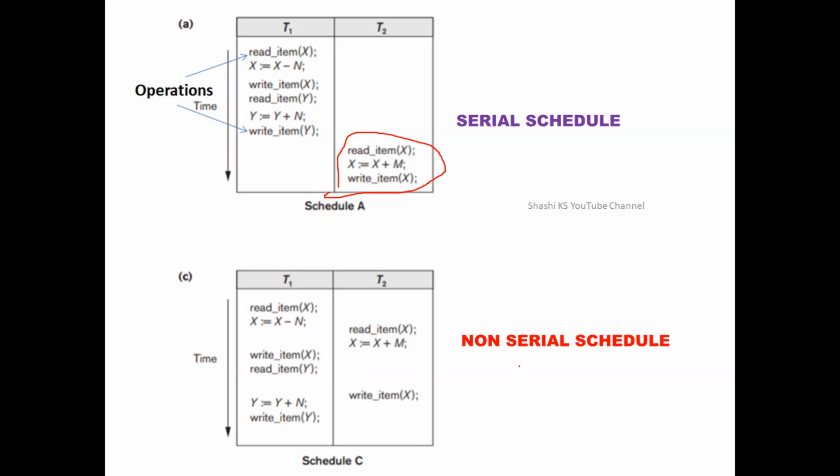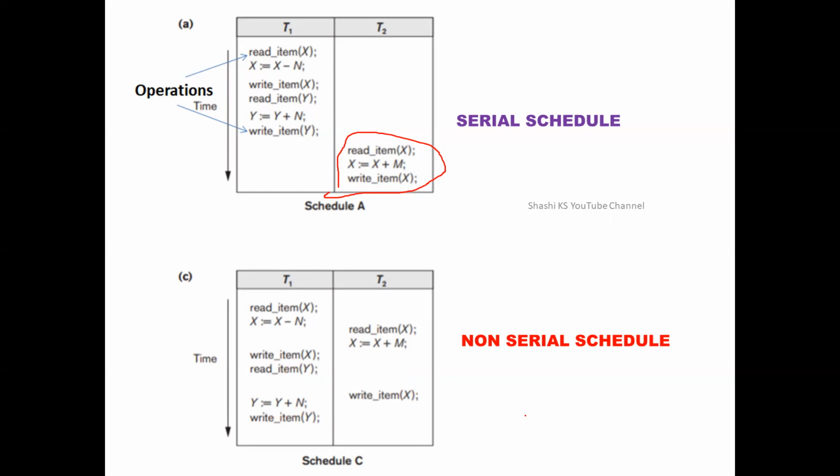The other type of schedule is called non-serial schedule. In a non-serial schedule, you can see that the same set of operations are there. The first two instructions of transaction T1 get executed and then transaction T2 starts. In T2, two instructions get executed and then T1 resumes its operation. In this way, even before all the instructions of transaction T1 finish their execution, the other transaction gets started and they are going to run in parallel. It's also called concurrent execution. So this schedule A is an example of serial schedule and schedule C is an example of non-serial schedule.